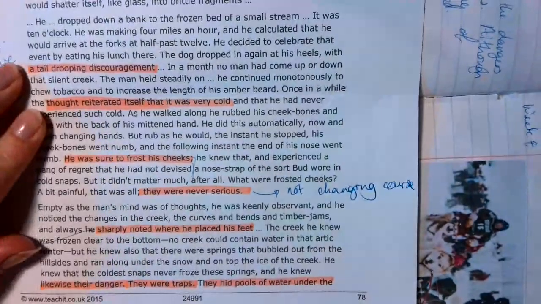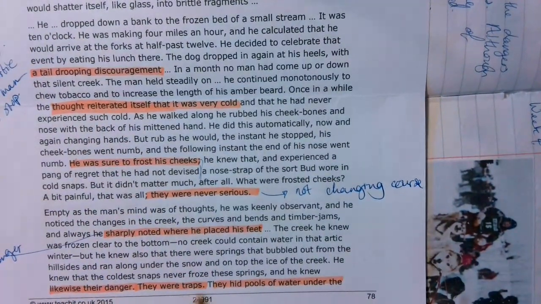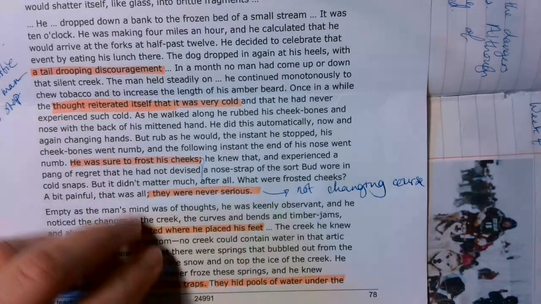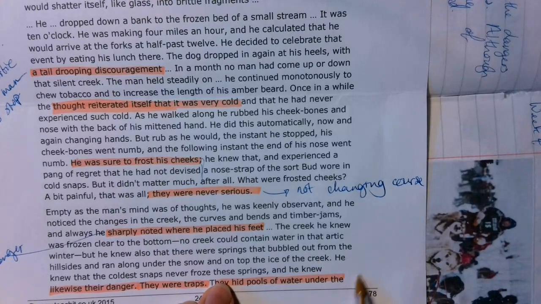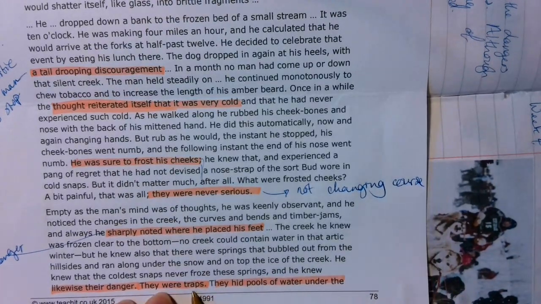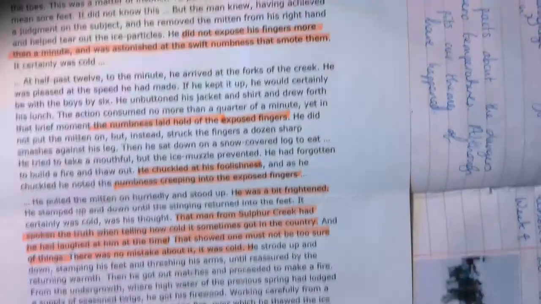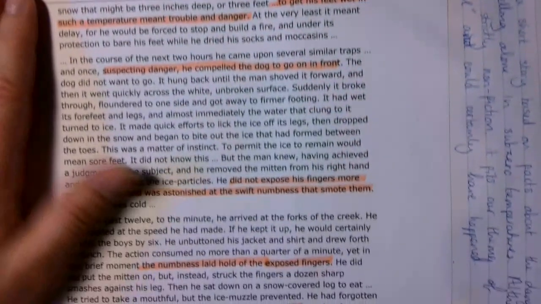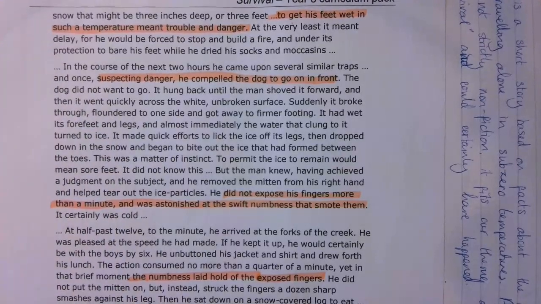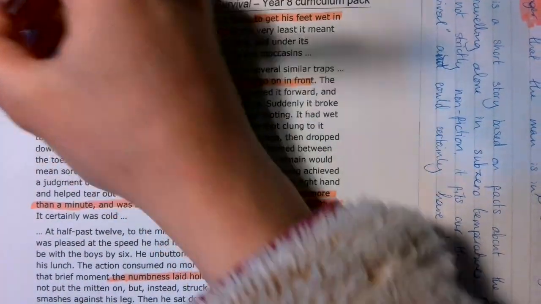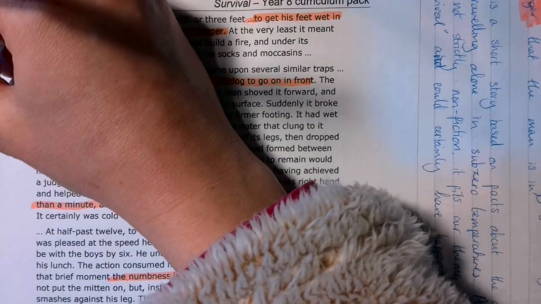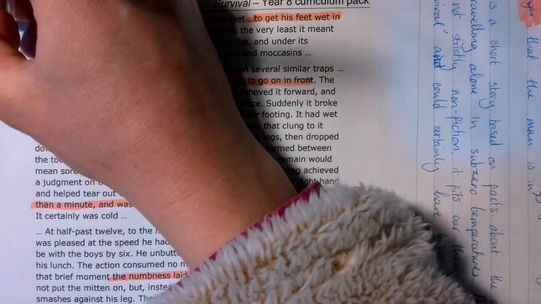It says they were traps. They hid pools of water. So this is when he's walking along on top of a creek. A creek is like a small river. Imagine it running through a valley basin. They hid pools of water under the snow that might be 3 inches deep or 3 feet. To get his feet wet in such a temperature meant trouble and danger. So that's a really clear clue as to a possible risk.